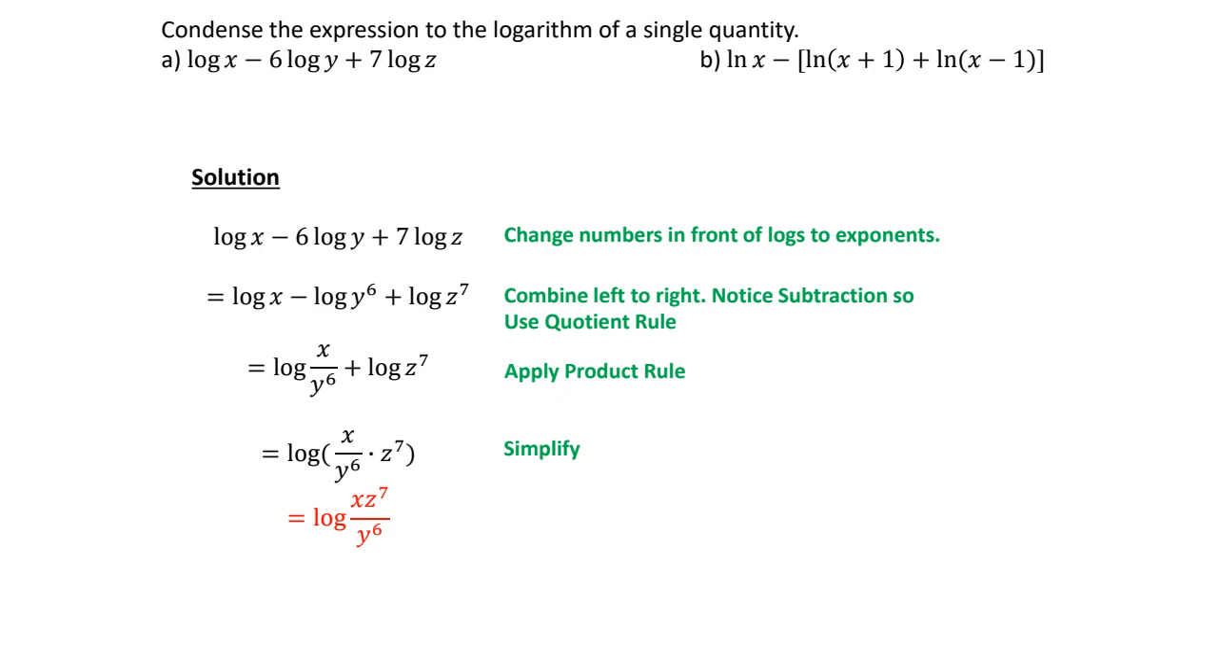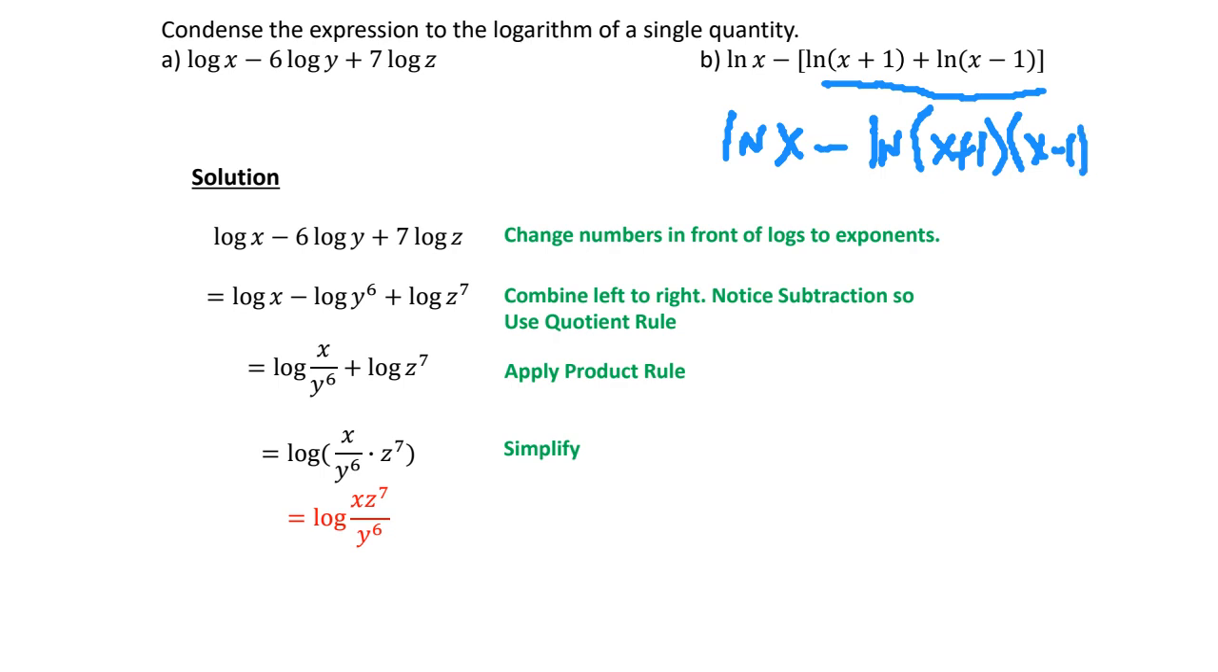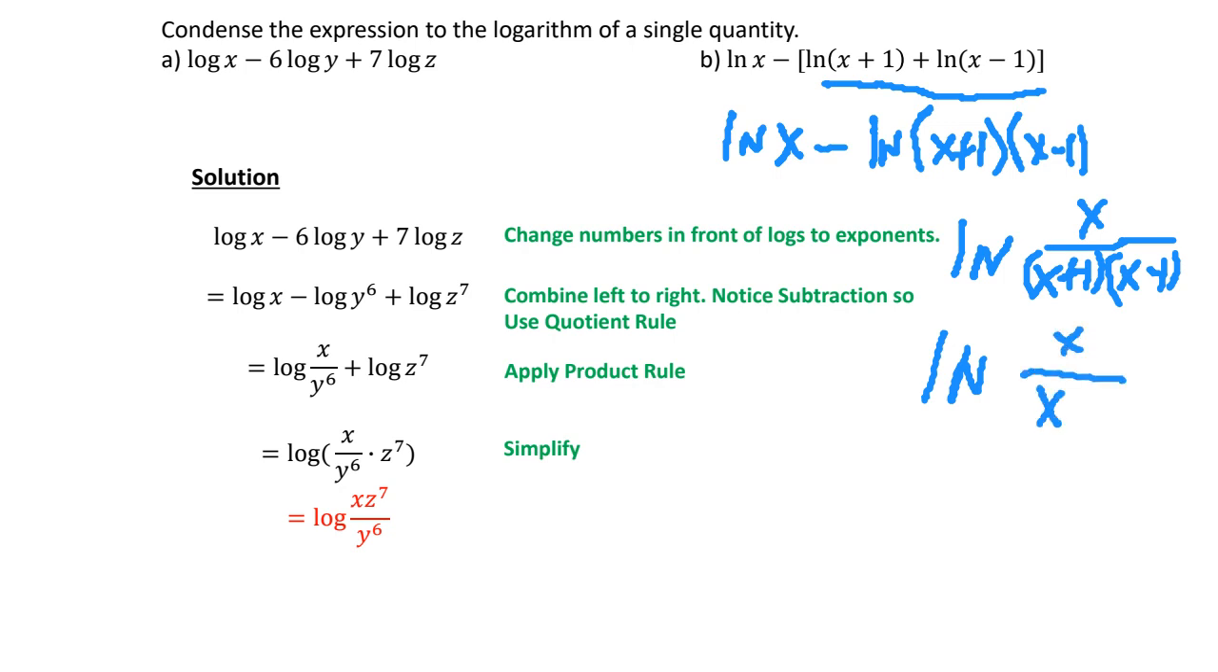Since they're being added, then we're going to have natural log of x minus natural log of x plus 1 times x minus 1. Okay, now these are being divided, so we can write them as division. And then if you like, you can multiply it out. So this will be x squared minus 1. So that would be your answer there.